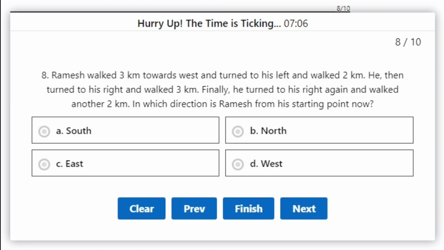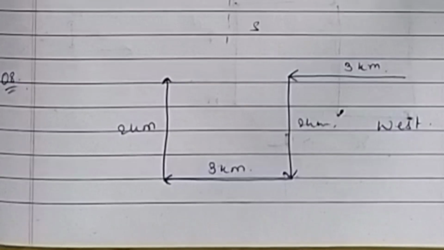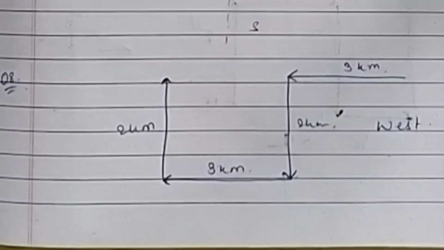Question number 8 is Ramesh walked 3 kilometers towards west and turned to his left and walked 2 kilometers. He then turned to his right and walked 3 kilometers. Finally, he turned to his right again and walked another 2 kilometers. In which direction is Ramesh from his starting point now? And the options are A. South, B. North, C. East and D. West.